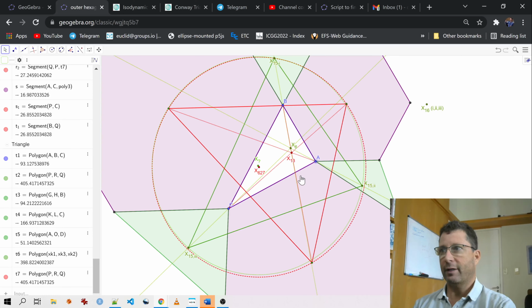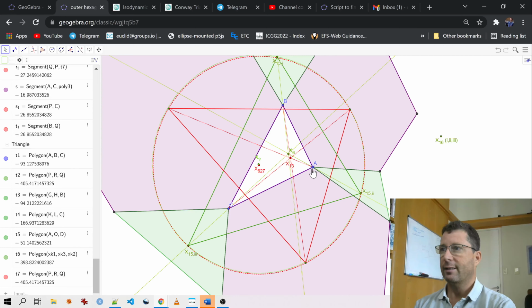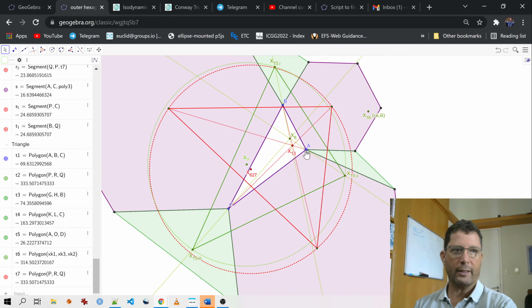A second observation is that the circumcircle of this red triangle has a center on some obscure point, X627, and I found this numerically. It's not germane to this video to dwell on this particular fact, but there is a name for the center of this red circle, the circumcircle of the triangle of centroids of my erected hexagons. Okay, so this is fact number 2.